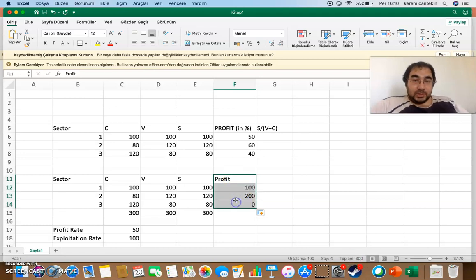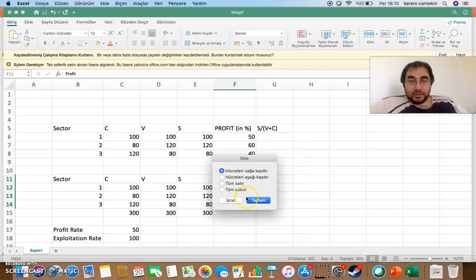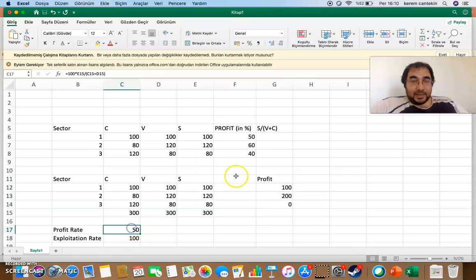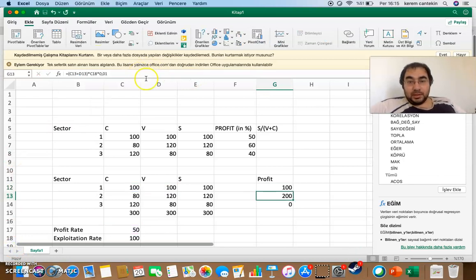So let me actually, oh, there's a problem here, but I will solve it. Of course, this will be the same. So you need to put dollar signs, basically. If you do that, then that cell will be fixed. So profit amount is basically 100 in this case.